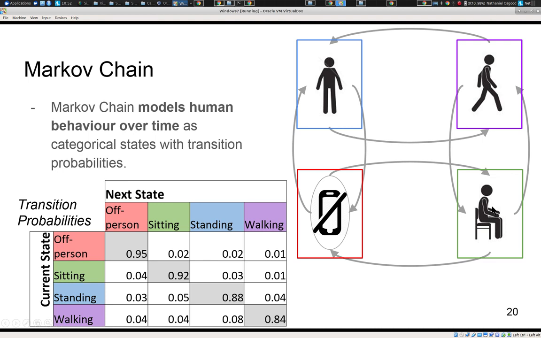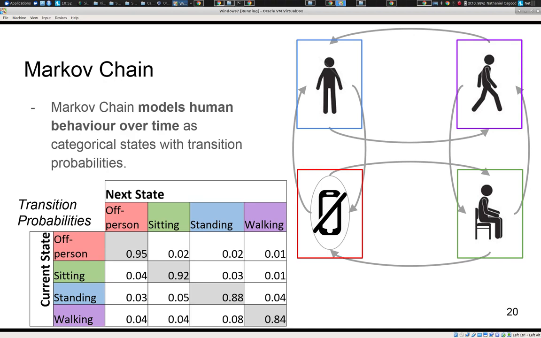Sitting to standing, I'm not sure why that linkage isn't here. That's probably a bug in this diagram. Sitting to standing, more commonly than you immediately go sitting and walking away. So there's certain types of structured transitions. Now, we illustrate this with what's called a transition probability matrix.